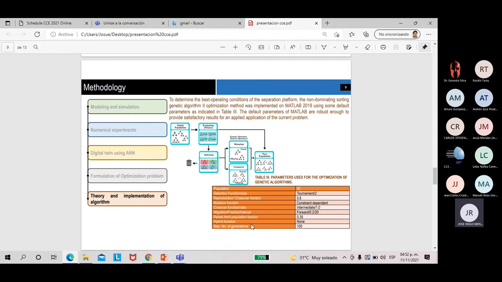Theory and implementation of the algorithm. To solve the multi-objective optimization problem, the non-dominated sorting genetic algorithm 2 (NSGA-II) was used to obtain the Pareto front. It was implemented in MATLAB using the default parameters as indicated in table 3. These parameters are robust enough to provide satisfactory results in all application problems.